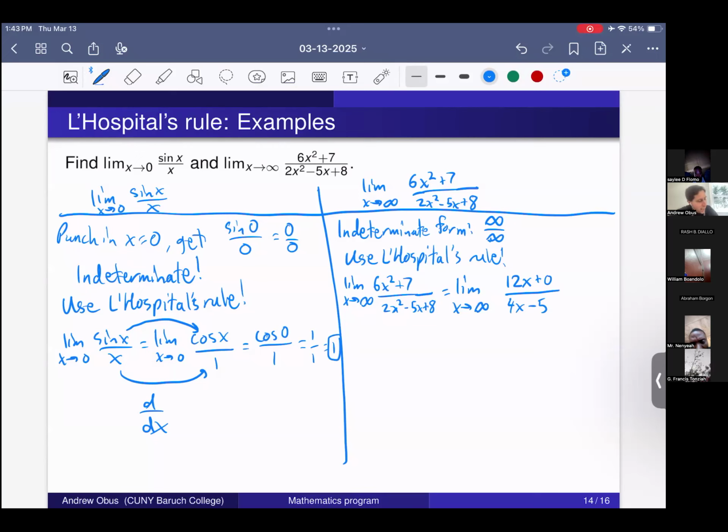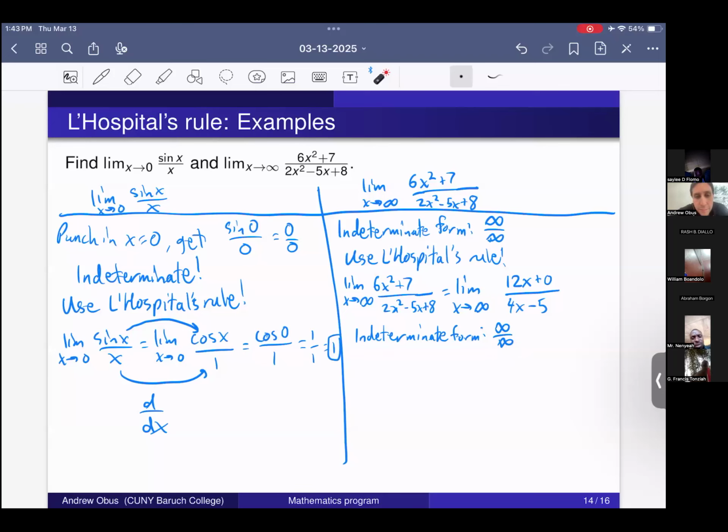And you could say, well, what happens here? This still gives you an indeterminate form. It's still infinity over infinity, right? Because if I go to infinity, 12x goes to infinity, and 4x minus 5 also goes to infinity. So it's still an indeterminate form.